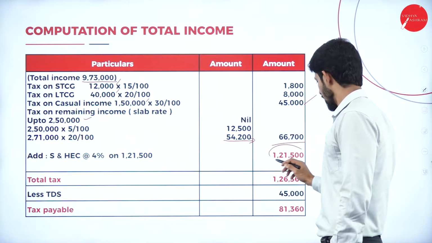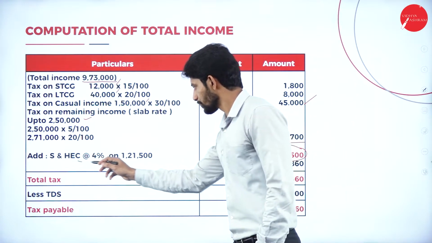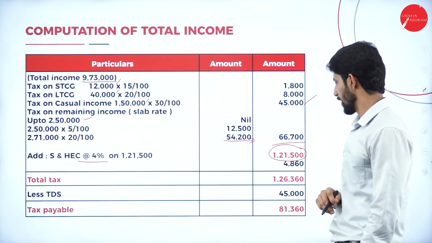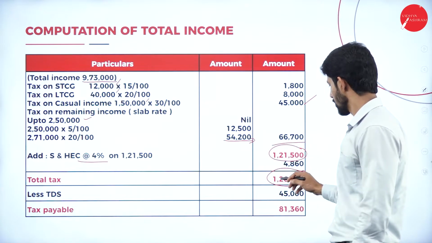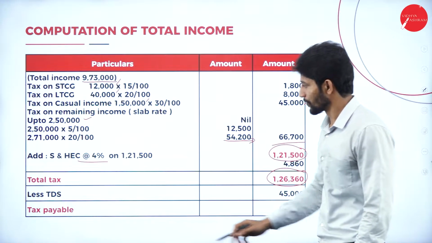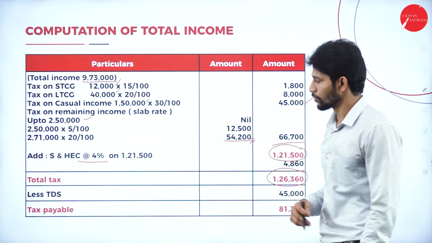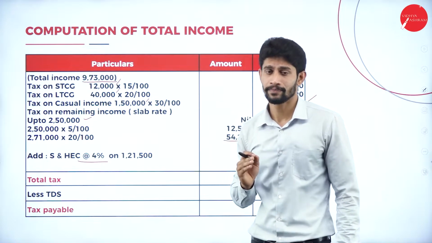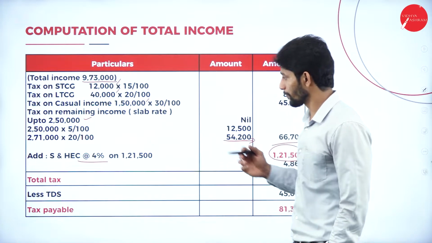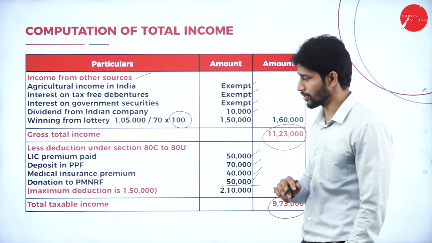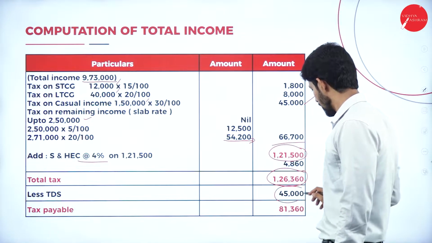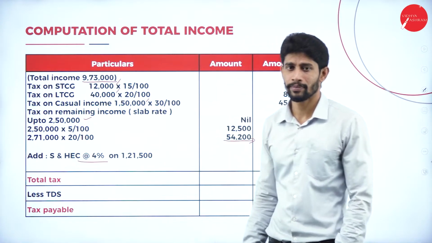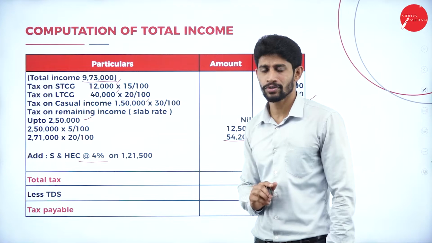On this 1,21,500, compute secondary and higher education cess at 4%. You will get 4,860. Add that value, you will get 1,26,360. That value is called total tax. So from total tax, less TDS. TDS, that is tax paid on the casual income, that is winning from lottery. On that you had paid 45,000. So less TDS 45,000. Next balance is 81,360. So that 81,360 is tax payable by Mr. Sumukh. So this is how we are supposed to compute the tax liability.